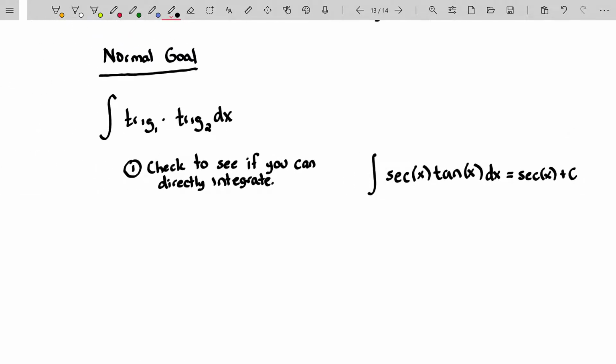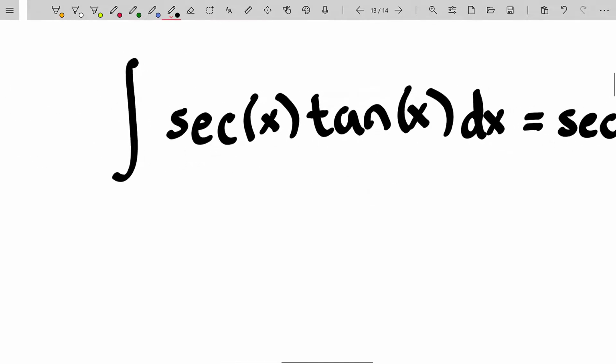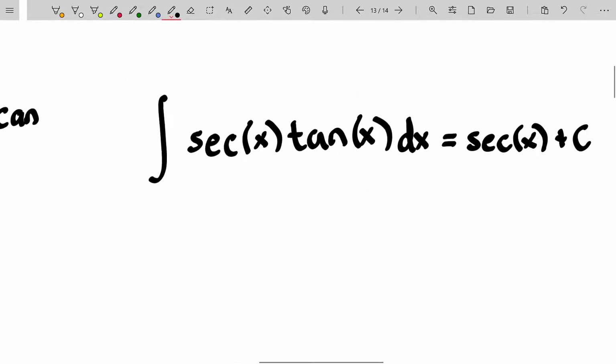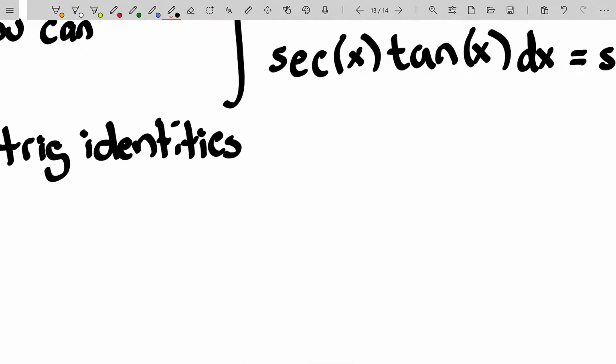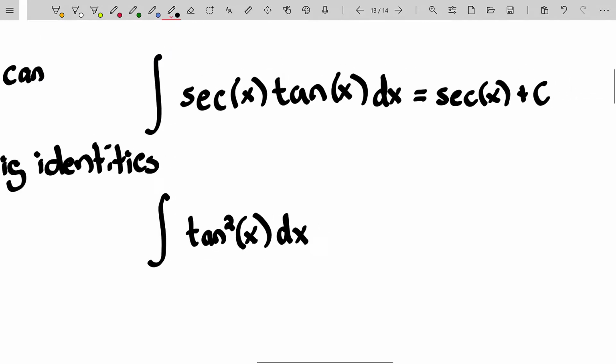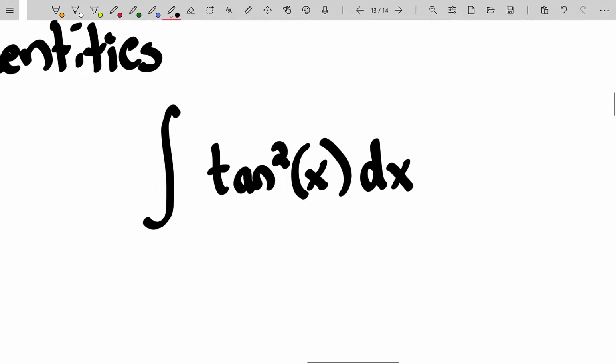So this is something to pay attention to. Don't just run into U substitutions or trying to manipulate powers or trying to use trig identities if you have an integrand that is easily integratable, that is the derivative of a very common trig function, for example. The second thing you should always do is look for obvious trig identities. And this again is something that people often gloss over. I know when facing the tangent squared of x dx, that can be somewhat of an intimidating integral if you're not used to integration. However, think about a trig identity that will make this a lot easier.